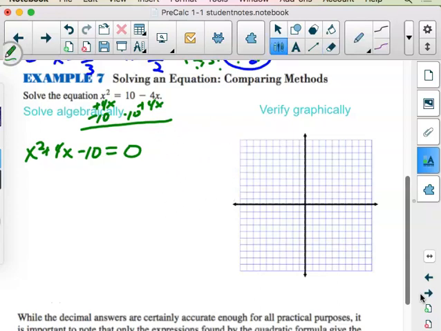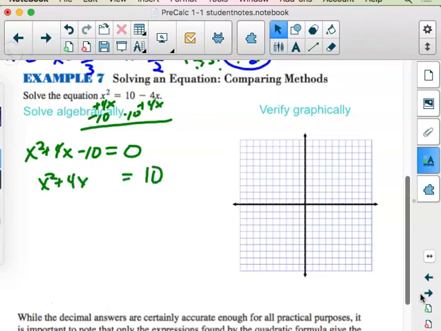So next line of defense would be complete the square, and this one won't be so bad because it has a 1 in front of the x squared, and it has an even b value. So let's move the 10 over, and then let's complete the square.